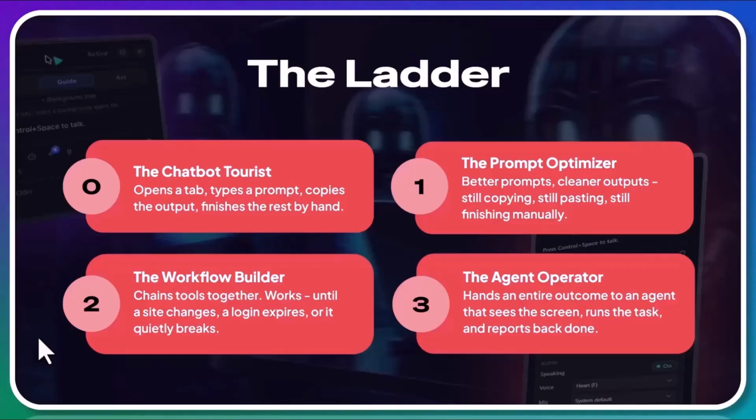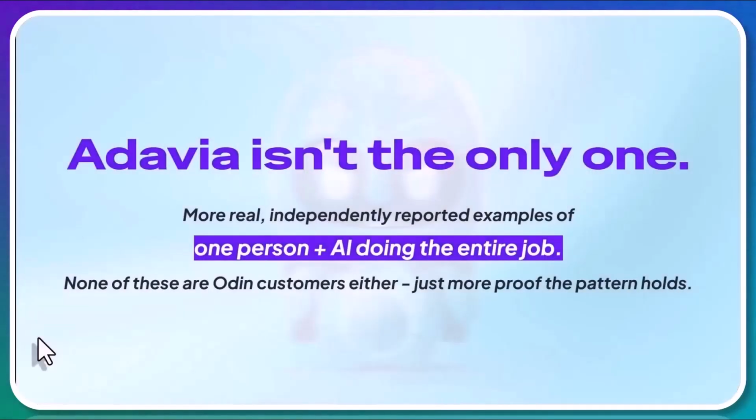Then I can even ask it within that level 3 to publish it automatically. So again, the point is that it's the same thing that you're doing manually, but we're taking it to the next level by doing it automatically. And again, Adavia isn't the only one who's doing all these different things, right? There are many real independent report examples of one person plus AI doing the entire job of a company. We're not far from that time where solopreneurs are going to build $100,000 a month kind of company with just AI agents.